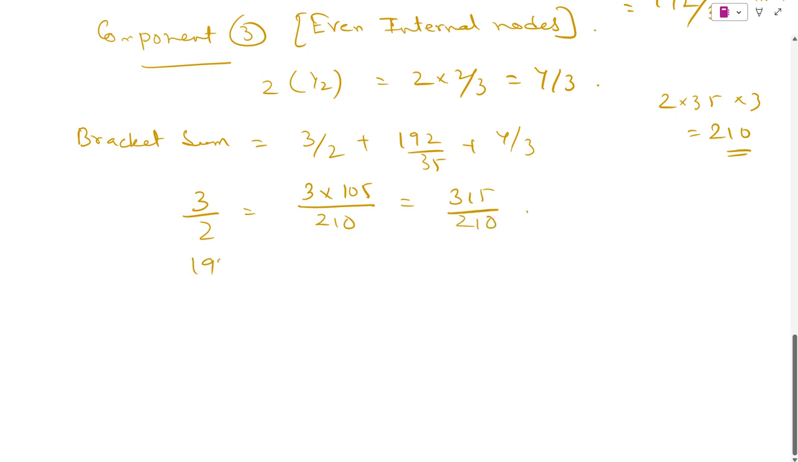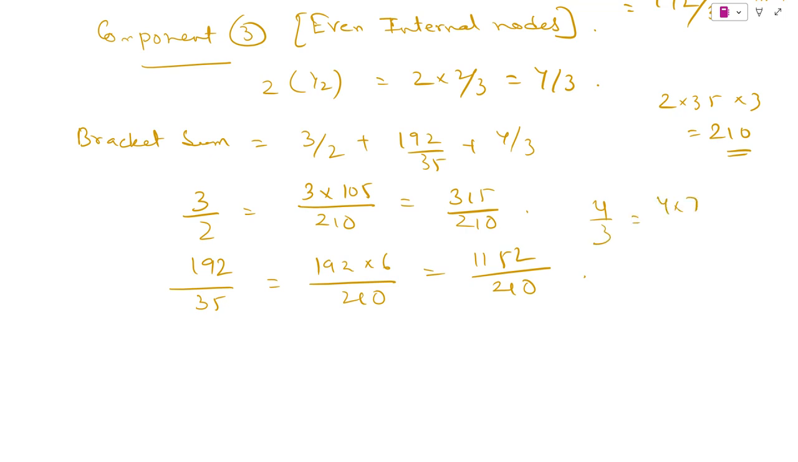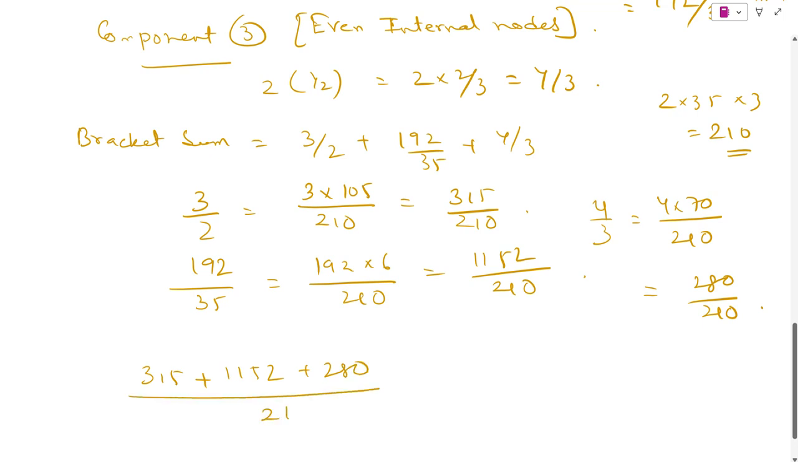Okay. What can I write? 192 by 35. This is 192 into 6 by 210. So this is 1152 by 210. Okay. And what is 4 by 3? This is 4 into 70 by 210. So this is 280 by 210. So sum them up. So the bracket sum will be 315 plus 1152 plus 280 by 210. So this is 1747 by 210.